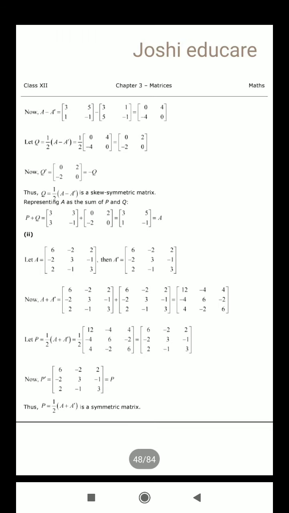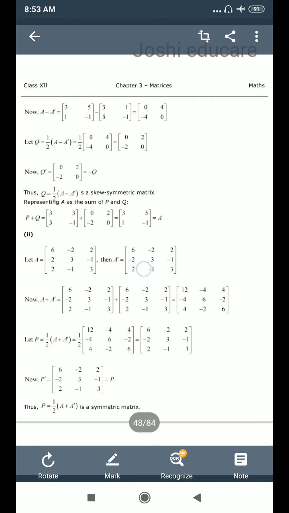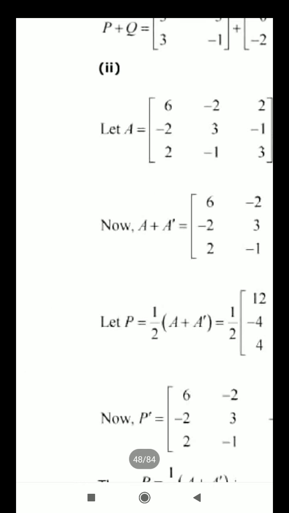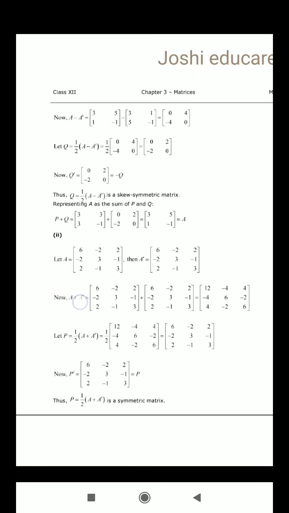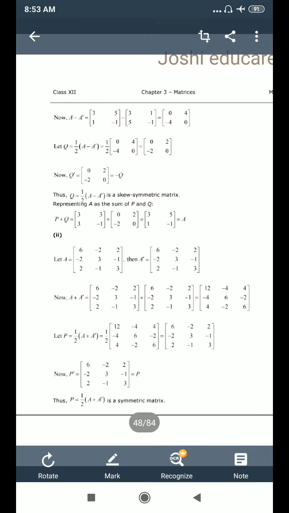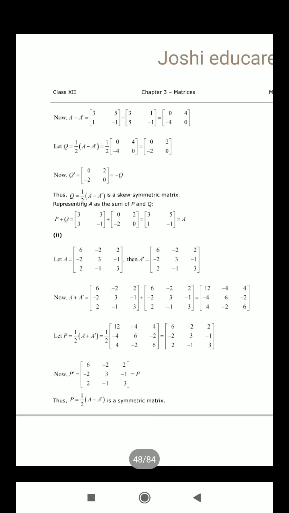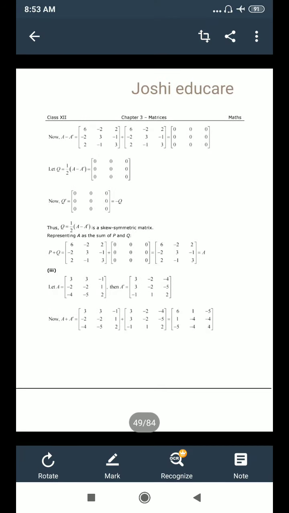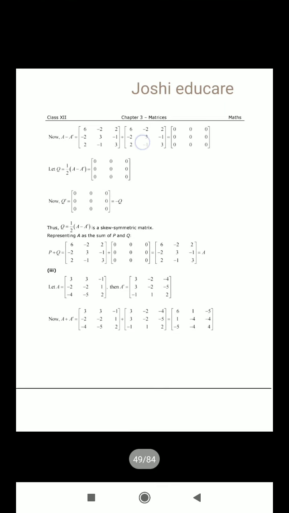So in this way, in a similar way, you can calculate the second question also. A, you calculate A transpose, then find A plus A transpose, sum of these two. Add these two. Half of A plus A transpose will be P. It is a symmetric matrix because P transpose will come P. So half of A plus A transpose is obtained. Similarly, you get A minus A transpose.